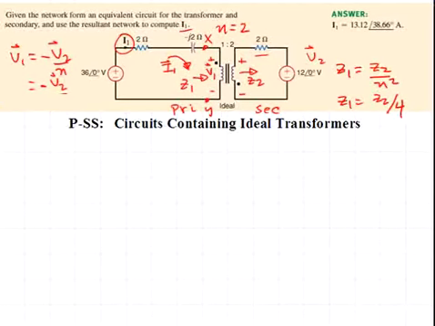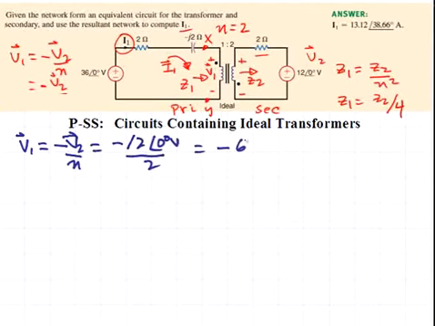We'll begin the solution by determining the equivalent circuit for the secondary side of the transformer and connecting that in place of the transformer on the primary side. So the V2 voltage source will transform to the primary side of the transformer according to V1 is equal to minus V2 divided by N, the turns ratio, which in this case is equal to minus 12 at an angle of 0 degrees volts, divided by 2, which is equal to minus 6 at an angle of 0 degrees volts.